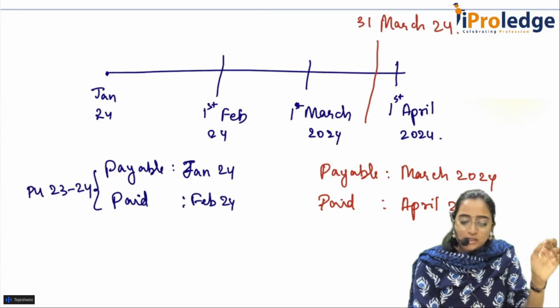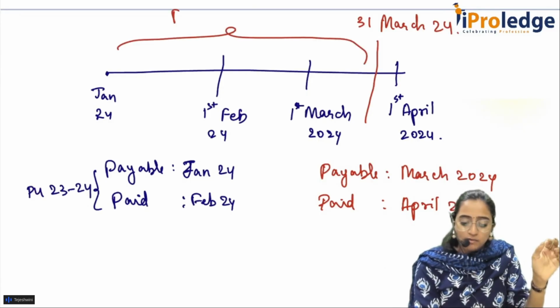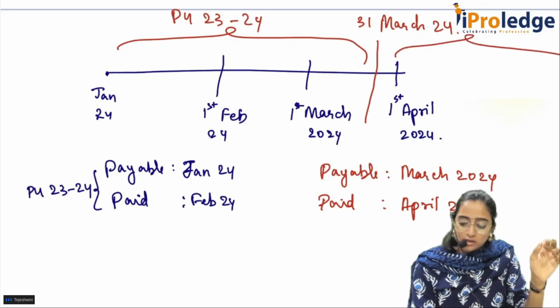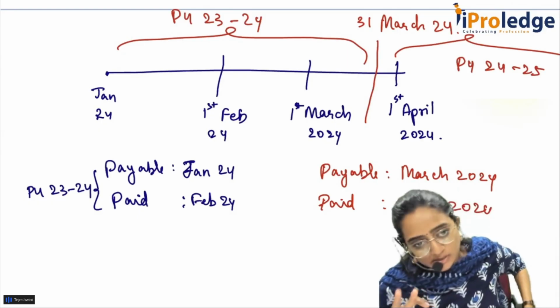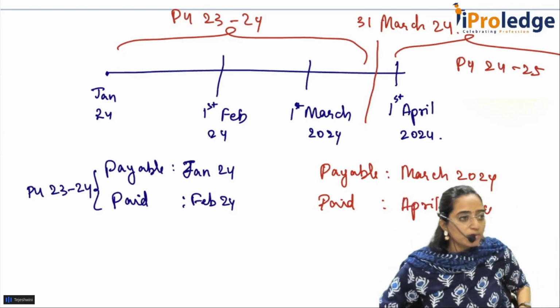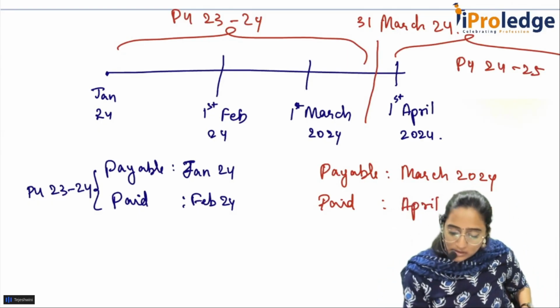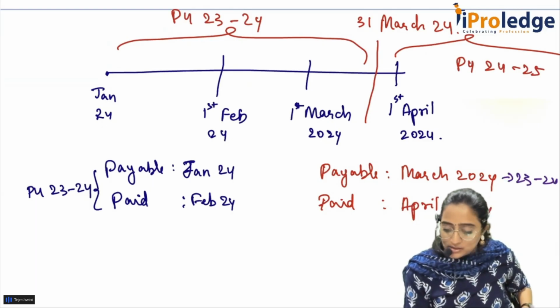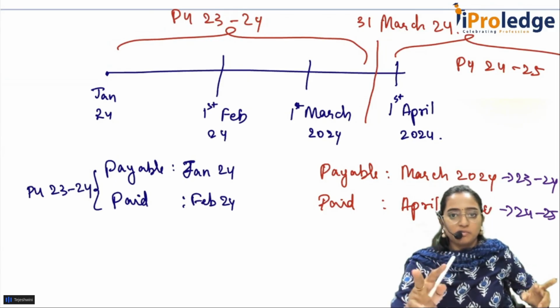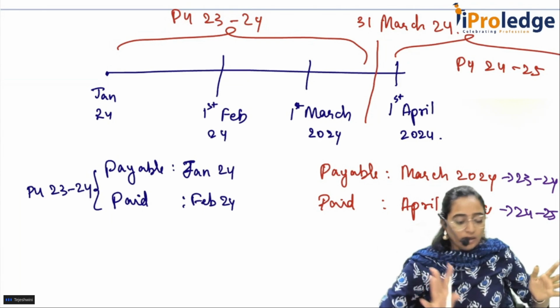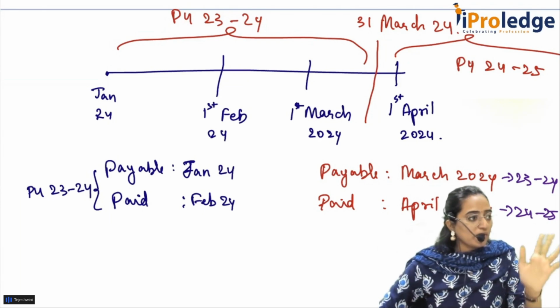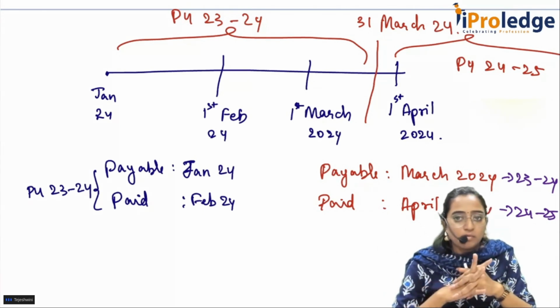So this gets clearly differentiated with PY 23-24 and this gets classified with PY 24-25. One day difference only, but still it is going to be PY 24-25 only. Now this is your 23-24 PY and this is your 24-25 PY. Two different PY means two different AY. AY 24-25, AY 25-26. It has been classified like that.